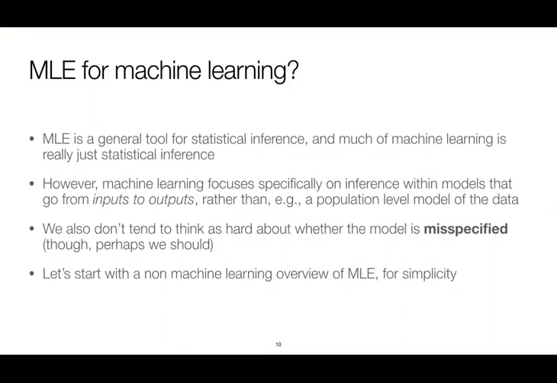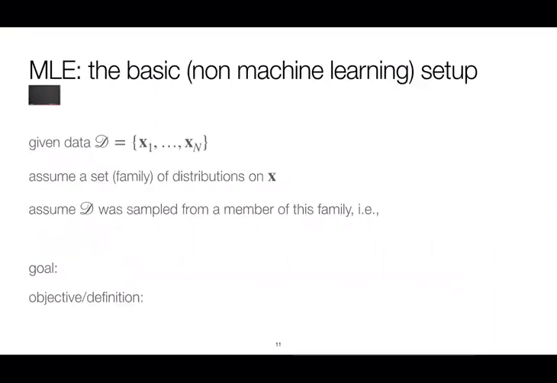Again, we'll start with a non-machine learning overview of what MLE looks like, because it might be a little bit simpler to start from there. So what do I mean by non-machine learning? Forget about the whole input-output thing. For now, let's just assume that we're given a bunch of data, and they're just X's. They're just observations from some underlying data generating process that we don't get to observe. We only get n observations sampled IID from our process, and we'll call that data set D, cursive D.